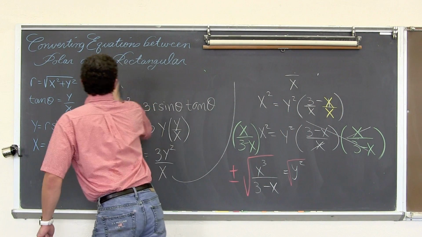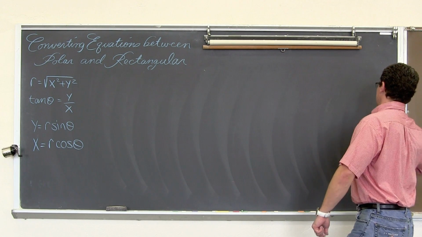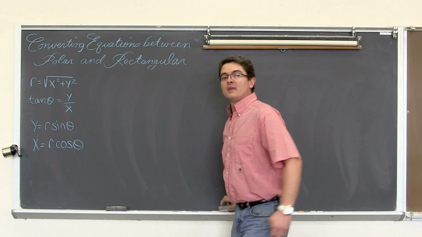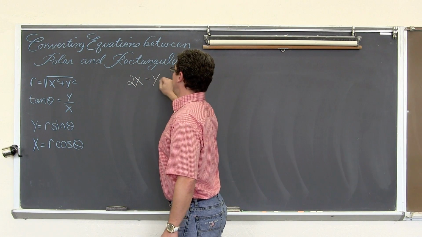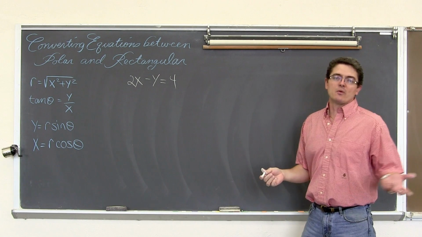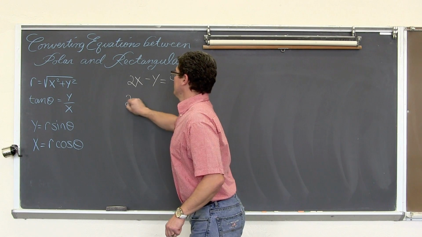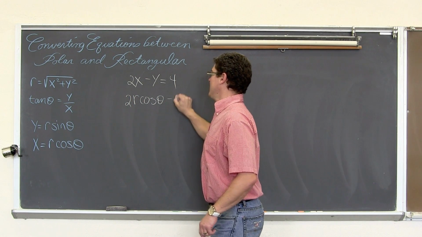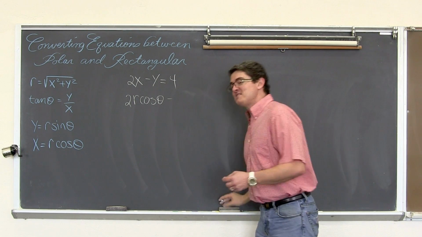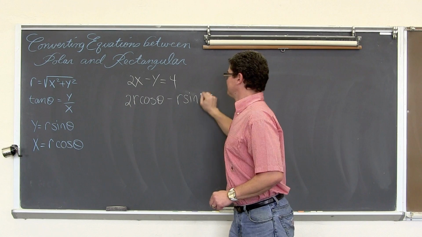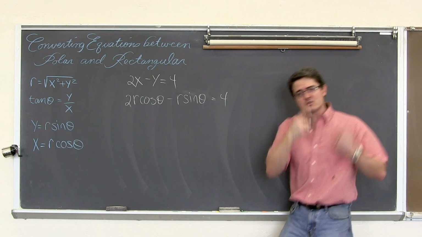Now let's go the other way and attempt to write some equations that are in rectangular form in polar. So we have 2x minus y equals 4. I have x's and y's, so I'm in rectangular form. Get rid of them. Use these substitutions. We have 2r cosine theta minus r sine theta. The y is coming out and r sine theta is going in its place. Both of those terms have an r factor, so we're going to factor that r out.